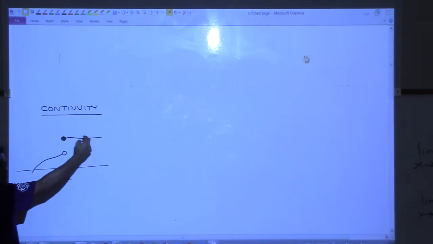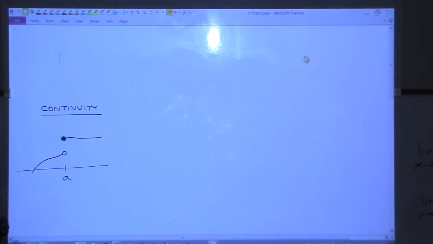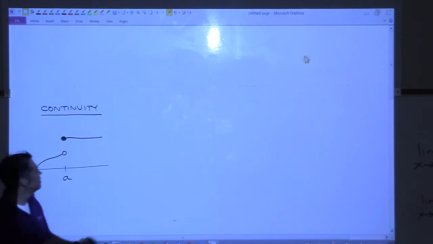Do we have a limit from the right? Are they the same? No. So does the limit exist at A? Is the function defined at A? Yes, because there's a closed dot there. Okay, so let's run through this again. Does the left-hand limit exist? Yes. Does the right-hand limit exist? Yes. Does the limit at A exist? No. Is it defined at A? Yes. Okay. How about this one?